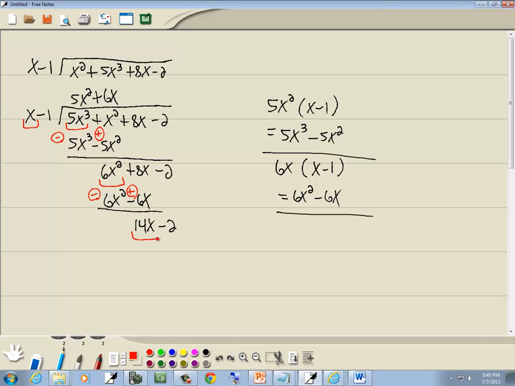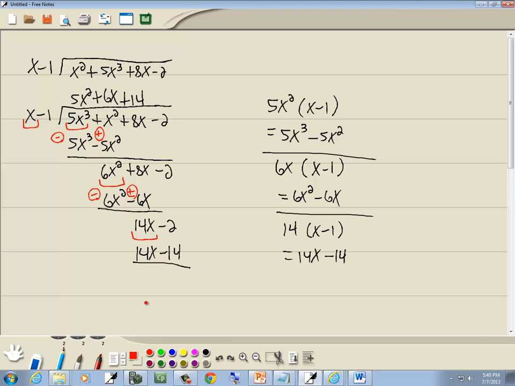Again, we look at the first term of each, decide what to put up on top. You ask yourself what times x gives you 14x, and that's 14. Whatever we put up on top, we multiply by what's out in front. So we'll take 14 times x minus 1. That gives us 14x. 14 times negative 1 is negative 14. So we've got 14x minus 14.